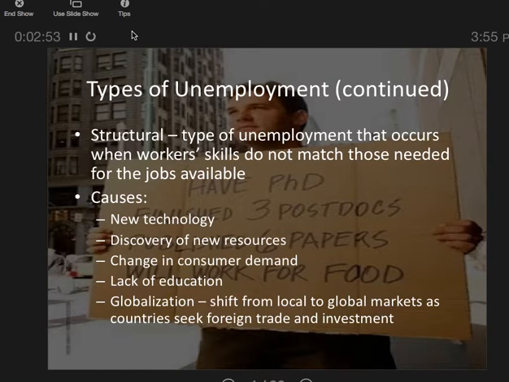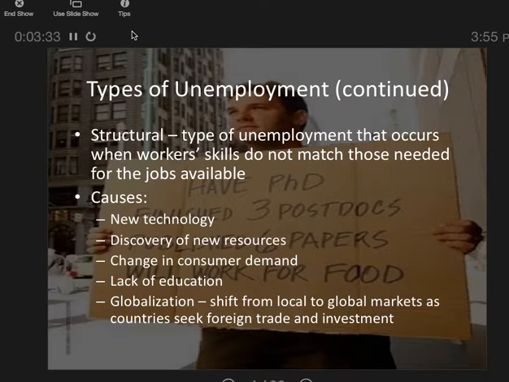So structural is that the skills do not match the workforce. The cause could be a new technology. Your grandparents probably wouldn't be able to do a data entry job as fast as you could, or a social media position. They would have a hard time doing something like that because of the new technology. Discovery of new resources could also cause it. Before the discovery or use of oil, we used whale oil. Once we were able to find this natural resource, whale oil went non-existent. Those workers were then considered structurally unemployed.